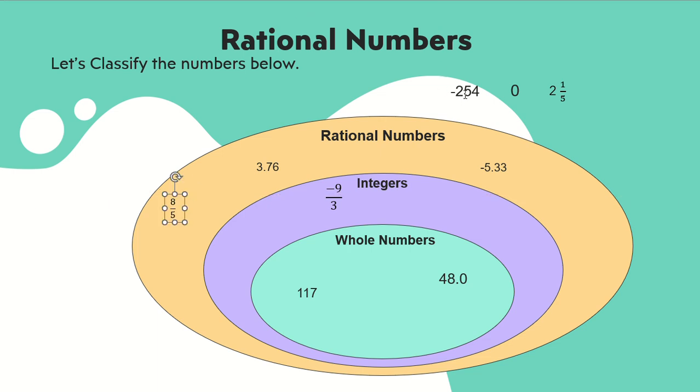A negative 254, an integer. 0, a whole number. And 2 and 1/5. Again, it has a fractional part, so that makes it a rational number. Let's look at another example.